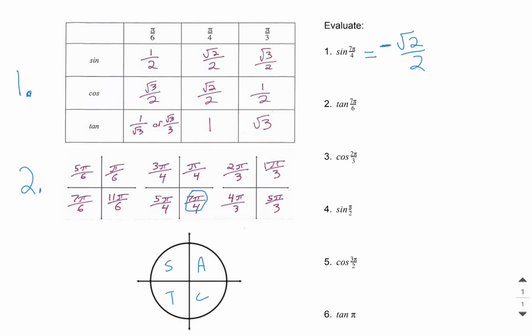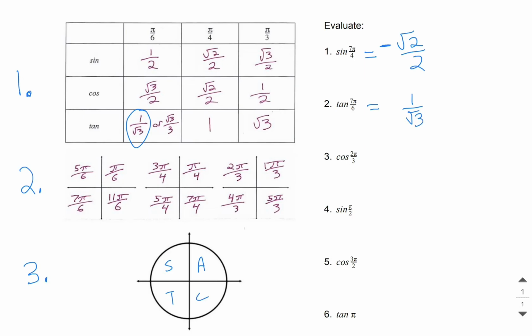All right, let's try that same thing with the next one. Remember, it's 3 steps. You start by finding the value, then we find the quadrant this angle falls in, and then we determine whether it's a positive or negative value for that trig function. So for the tangent of 7 pi over 6, we look up the pi over 6, find tan. We find that it is 1 over rad 3 or rad 3 over 3, whichever one you want to use is fine with me.